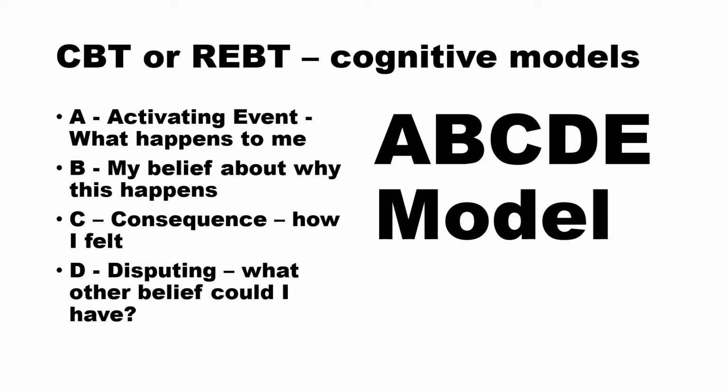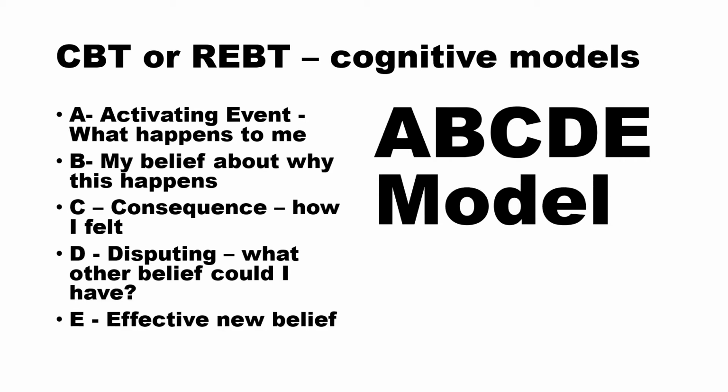The key in this model is to recognize that my belief causes the consequence, the emotion I'm experiencing, not the other person's actions. So whenever I become angry, I have the choice. I can be angry, act out, and pay the consequence, or I can engage in disputing, arguing. I can ask myself, what other belief could I have?